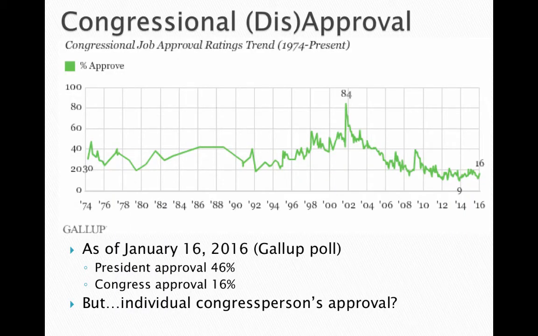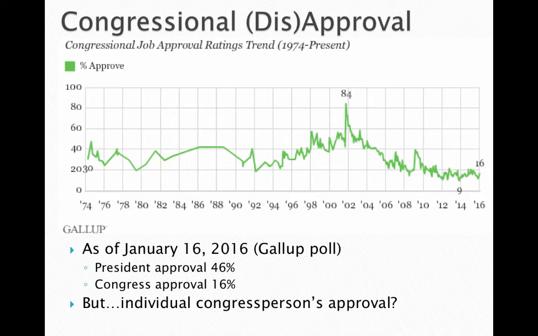All right, now, one of the questions you should have about Congress is, why are they so awful? Because everybody hates Congress. If you can see here, Congress is largely disapproved of.